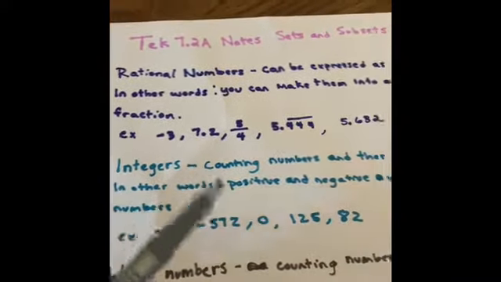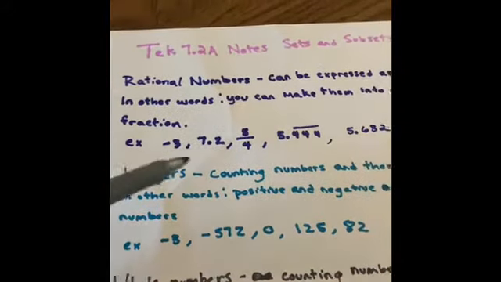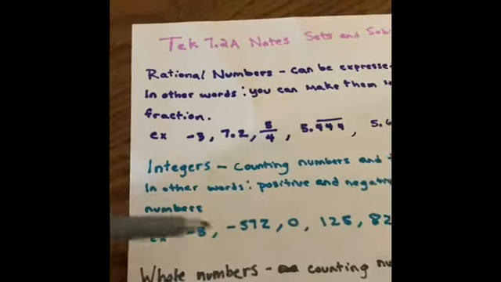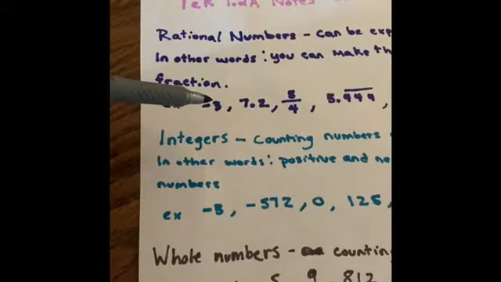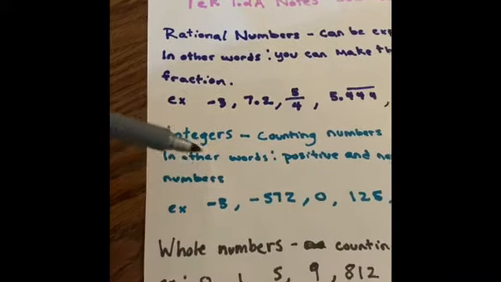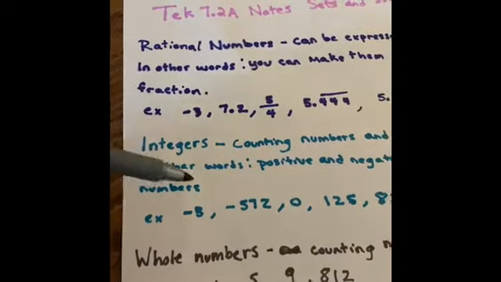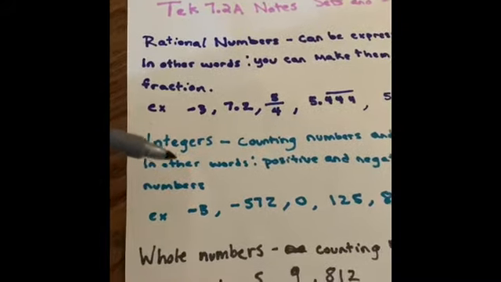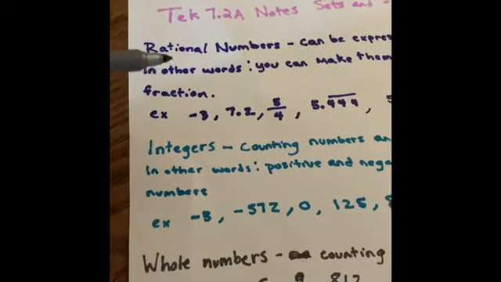In short, what that means is positive and negative whole numbers. So for instance, we're not going to see decimals with integers, but we will see negatives. So for this example, I use a -3 and -3. And the reason I did that, because I wanted to point out that all integers are rational numbers, but not all rational numbers are integers. Integers are a subset of rational numbers.